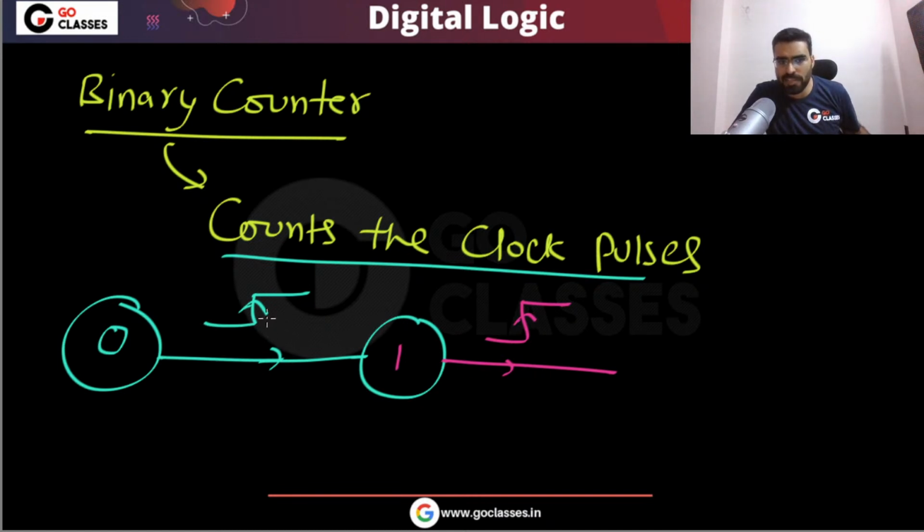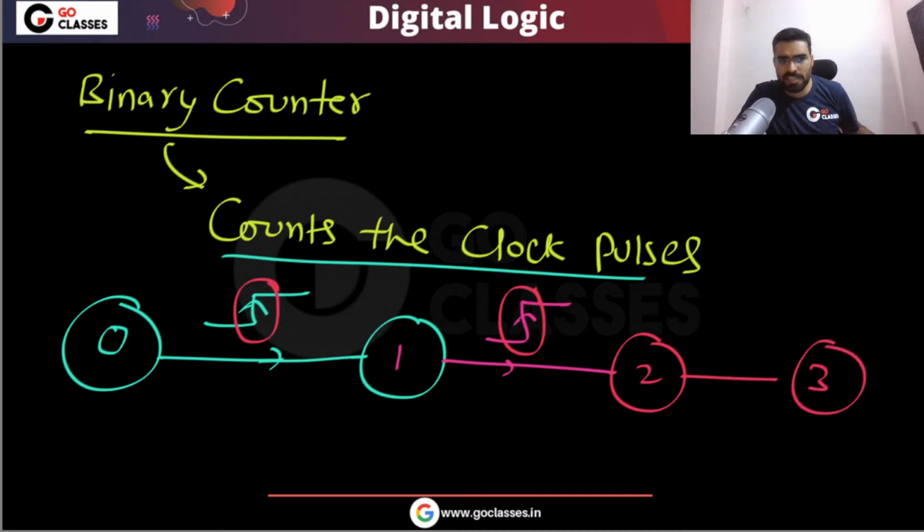On every positive edge of the clock, you can notice the state will change. Initial state is 0. On every positive edge of the clock, the state will increment. Now you are in state 1. On every positive edge of the clock, the state will increment. If you are in this state, it means that a total of 3 clock pulses you have seen.